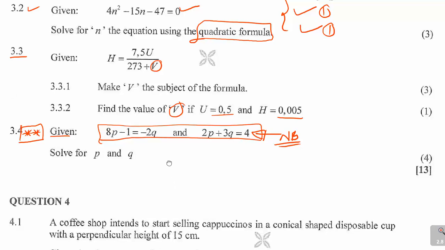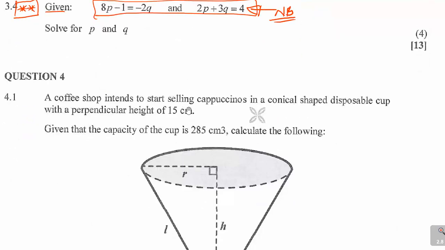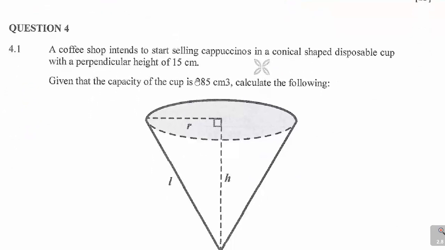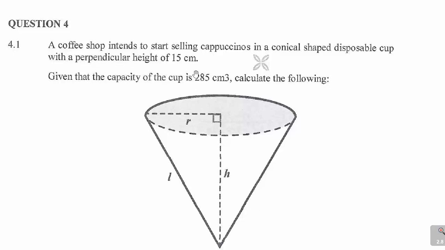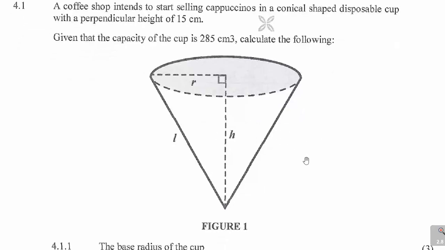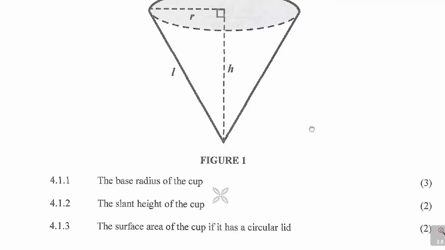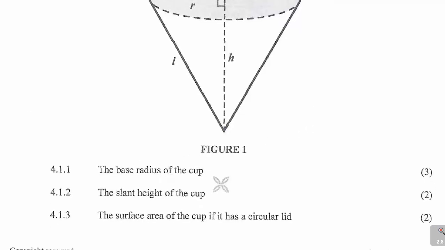And then question number 4. It says a coffee shop intends to start selling cappuccino in a conical shaped disposable cup with a perpendicular height of that. Okay, so they gave you all this information. Now they wanted you to find the base radius of the cup, the slant height, and the surface area if the cup has a circular lid.